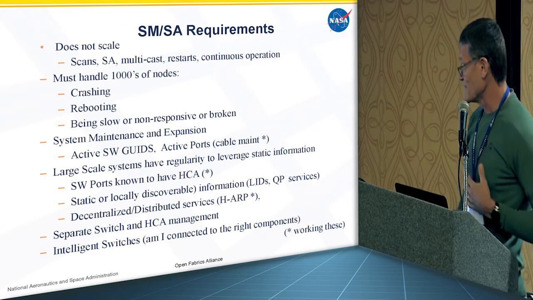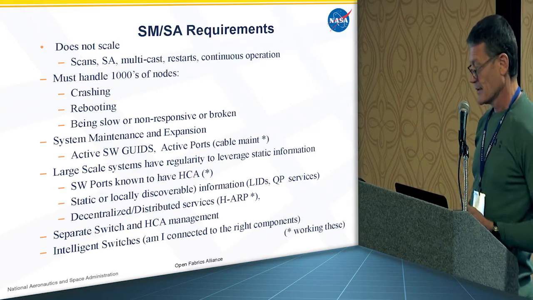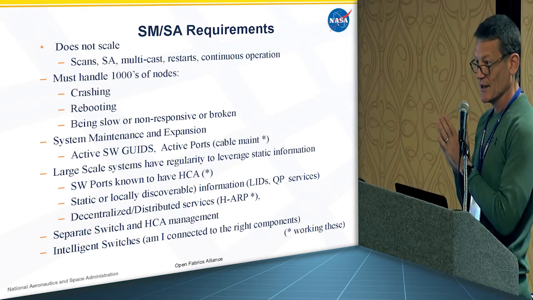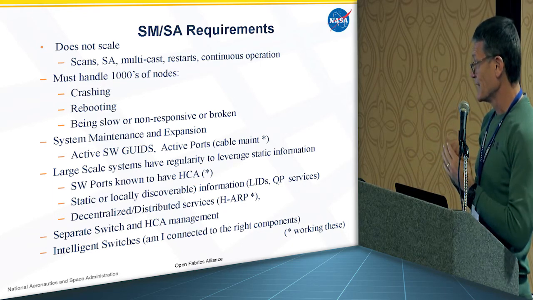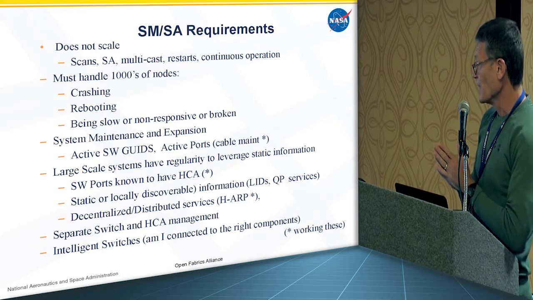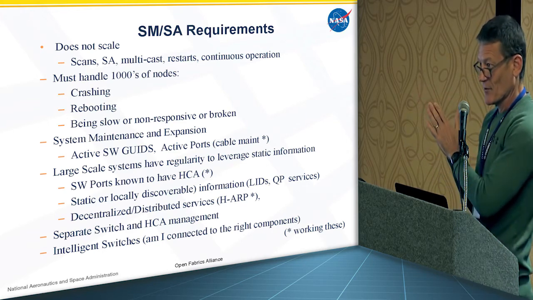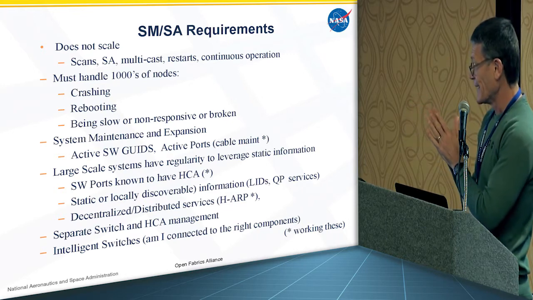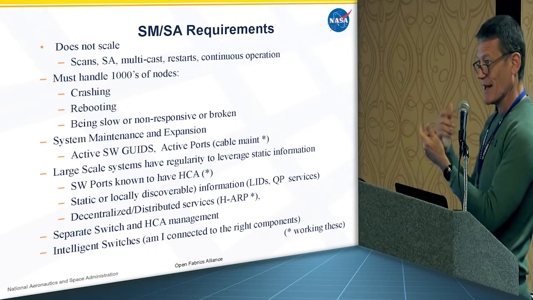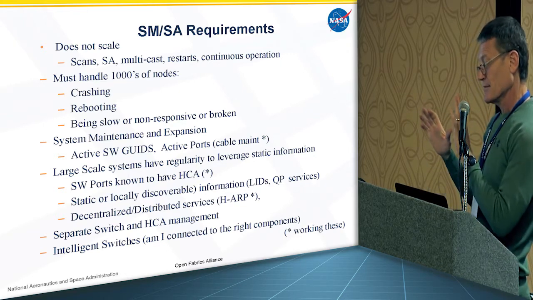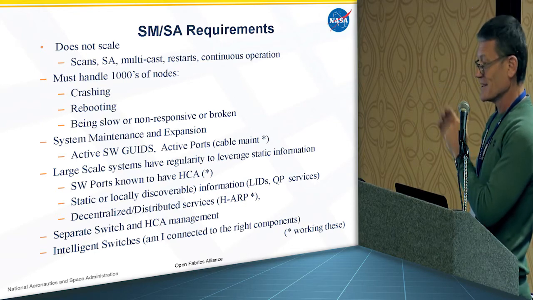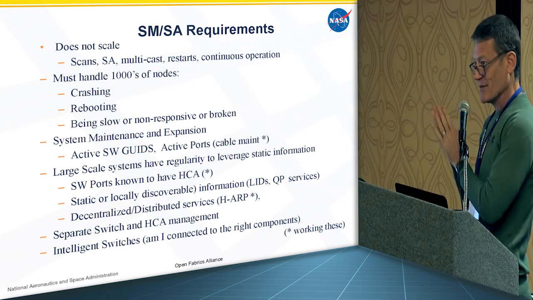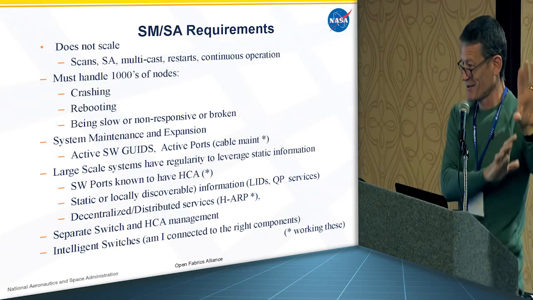So SM and SA requirements. So here's just sort of a list of things where subnet management is incredibly problematic still, I think, for very large systems. We have to handle the case where thousands of nodes are crashing or doing something really stupid. They're rebooting, they're being slow, they've got bad hardware in them. Especially when the system gets 10 times bigger, 100,000 nodes, and half of them might be doing something crazy. Well, I still want to use the other half, right?